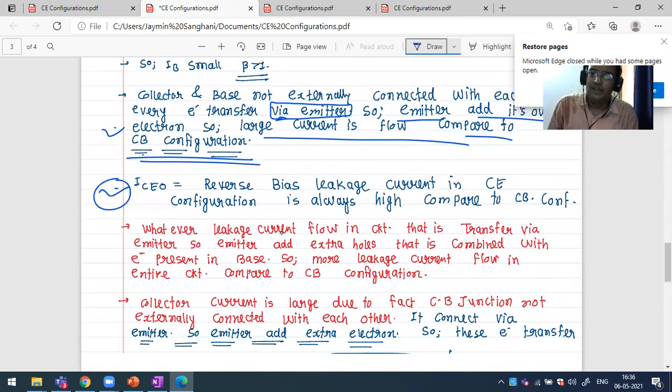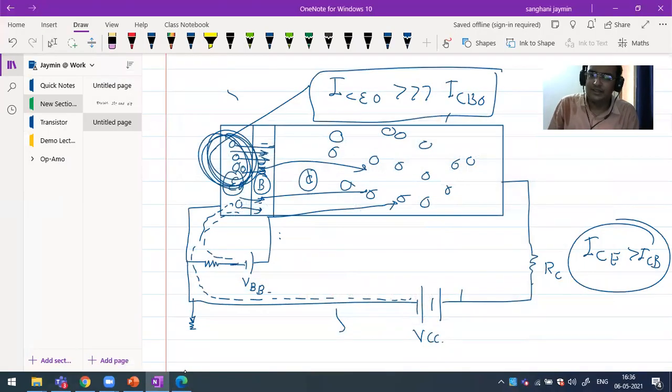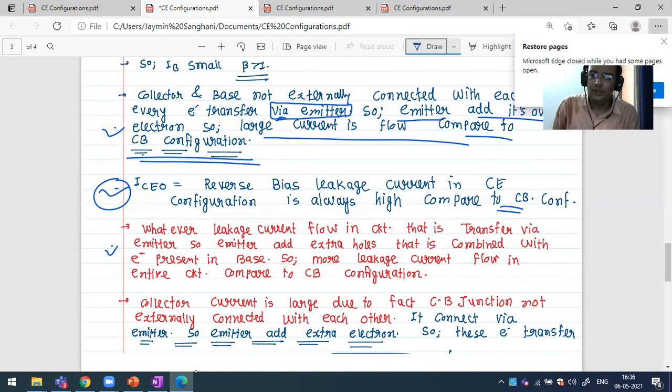And ICEO, the reverse bias leakage current in the common emitter configuration, is always high compared to common base. Whatever leakage current flows in the circuit is transferred via the emitter. So the emitter adds extra holes that combine with electrons present in the base. See this, I explain here: this extra hole combines with the base, and this base electron can be combined into the collector. So more leakage current flows in the entire circuit compared to common base.